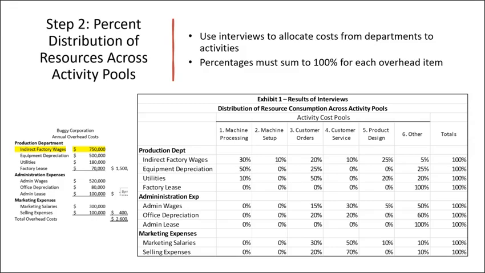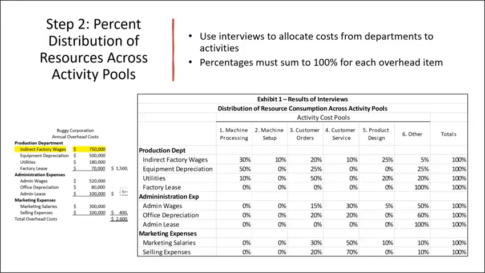Next, the production manager is interviewed regarding the allocation of factory equipment depreciation. Similarly, all departmental overhead is distributed across these different activity pools. Same for utilities and for factory lease. Note that 100% of the factory building lease has been assigned to the other cost pool. Well, why do you think that's so? Well, this is because the company has a single production facility, which is treated as an organizational sustaining cost because there's no way to avoid even a portion of this cost if a particular product or a customer were to be dropped.